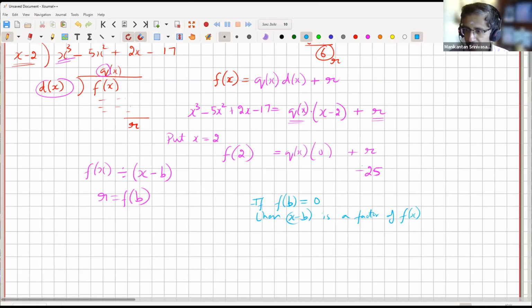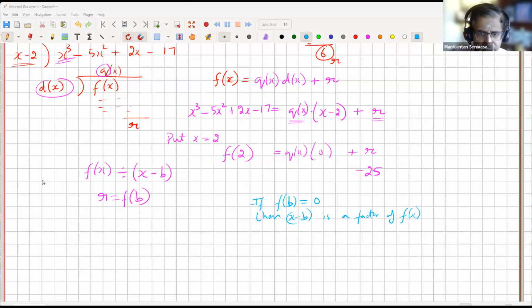Is this clear, all of you? Okay, let's practice 1 or 2 questions and then it'll become clearer. Let's get something here.